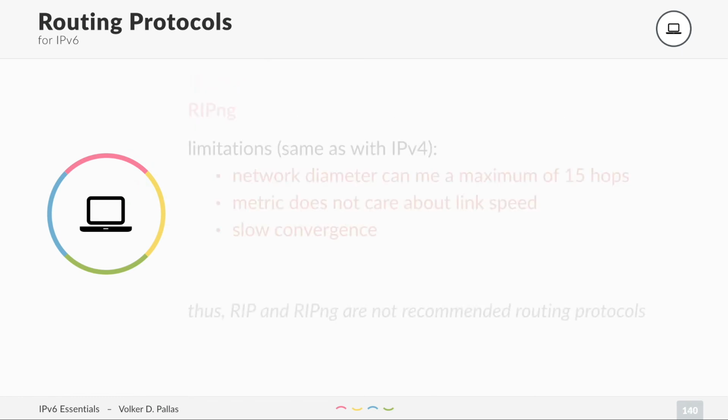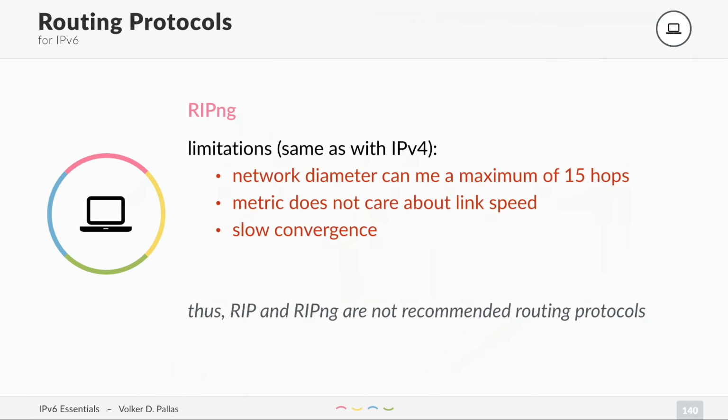Let's look at some details. We have limitations like in IPv4. The network diameter can only be a maximum of 15 hops, which means you can only have a fairly small network and you don't want to use RIP really. The next problem is metric does not care about link speed. So if you have a 10 gig interface and you have a 100 meg interface, RIP does not know and it might carry your traffic over the 100 meg that is full, while the 10 gig is not used and everything will be slow. And like I told before, the convergence is really slow. Don't use RIP, it's not recommended.